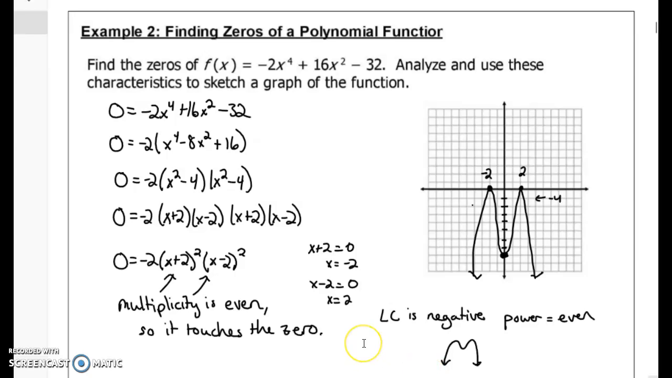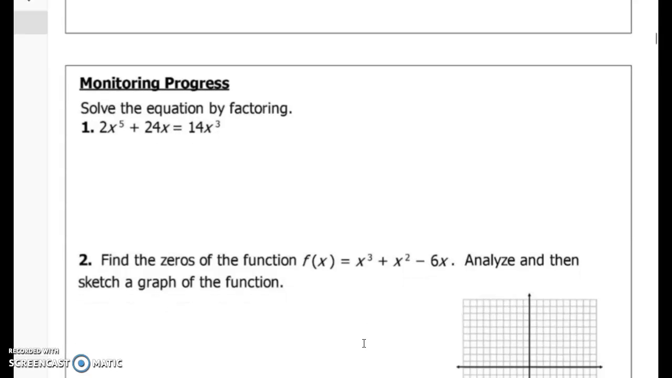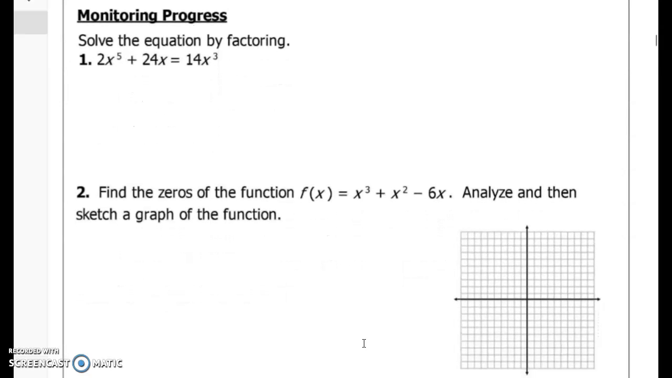All right, so let's look at the monitoring progress. The monitoring progress says, solve this equation by factoring. Okay, we've done several of those. Let's take a quick review. We're going to first subtract the 14x cubed so that it comes back to the left side. And I went ahead and wrote it in standard form as I was doing this step.